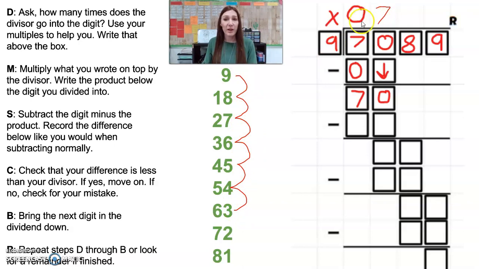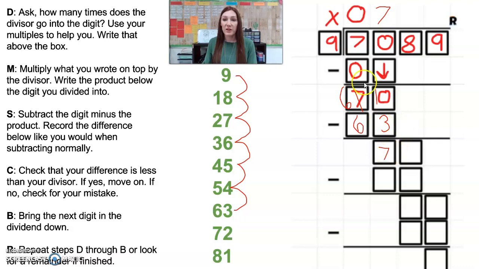Then I'm going to multiply. 7 times 9 is 63. After I multiply, I'm going to subtract. So 0 minus 3, I can't do that. I'm going to need to borrow. 10 minus 3 is 7. 6 minus 6 is 0.